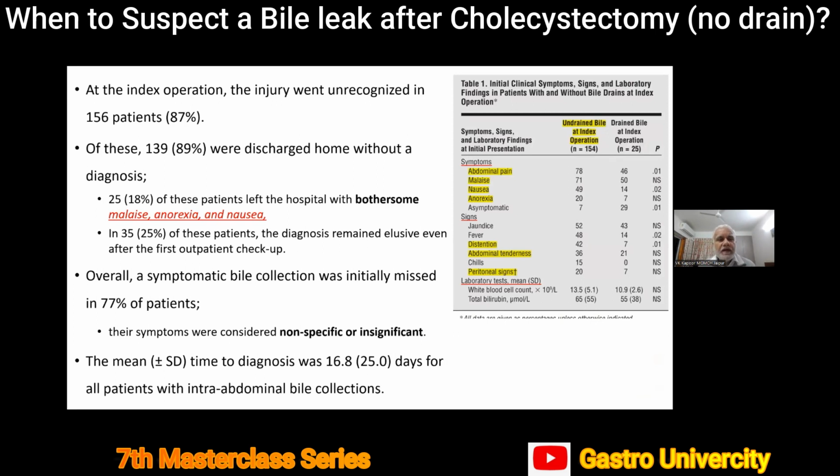Again, a report where it is mentioned that as many as 87% of patients, the injury was not recognized during cholecystectomy, and these patients were discharged home without a detection. But retrospectively, it was found that many of these patients had bothersome symptoms, which should have been attended to, which should have been looked into.